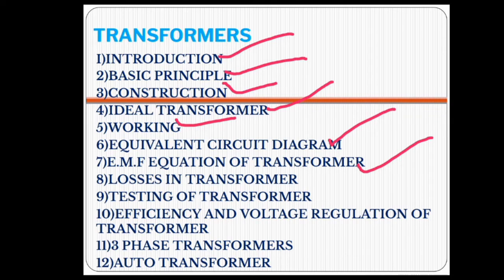The eighth one is losses in the transformer. This is also a very important topic, because to know the efficiency of a transformer we have to know the losses. Not only for a transformer, for any machine, before analyzing the efficiency, we first have to analyze the losses, because efficiency is equal to output by input, and input is nothing but output plus losses. So before knowing about the efficiency, we have to know the losses of the transformer.